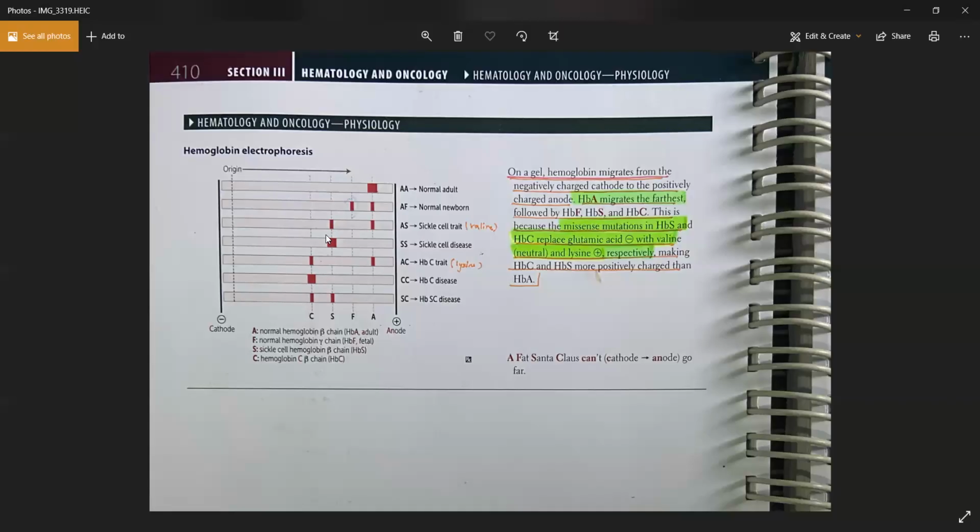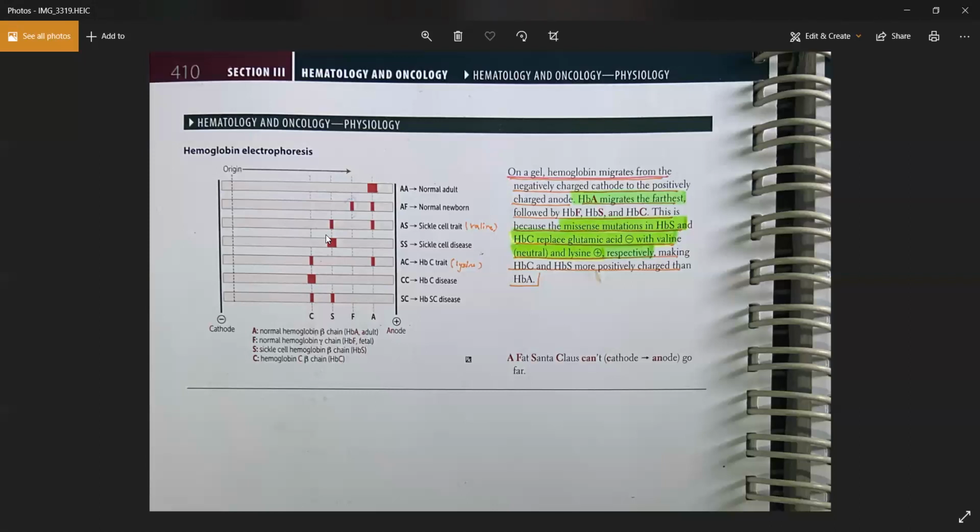In the case of sickle cell trait or sickle cell disease, because this negative charge is now lost, these chains can come closer, right? And as a result, sickling can happen, right? In the case of HbC disease, this negative charge is replaced with a positive charge, right? But it still has a charge which can repel each other. So that's why the sickling won't happen.